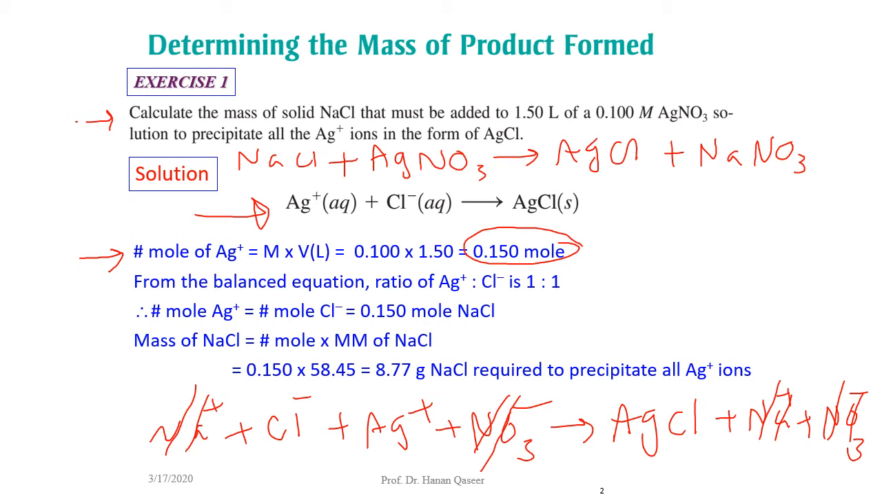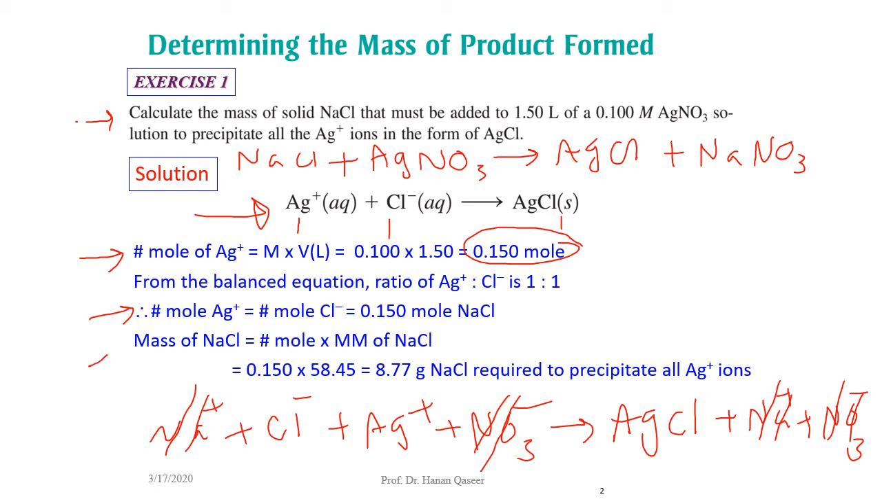From the balanced net ionic equation, 1 mole of silver ion reacts with 1 mole of chloride to give 1 mole of silver chloride. So the mole ratio is 1 to 1. Then number of moles of chloride is equal to the number of moles of silver ion. And also number of moles of sodium chloride is equal to the number of moles of chloride ion, which is equal to 0.150.